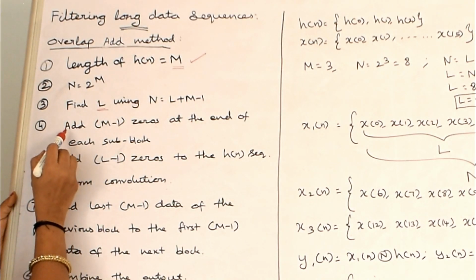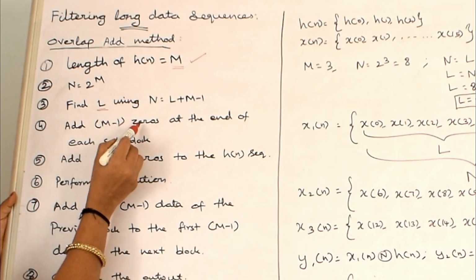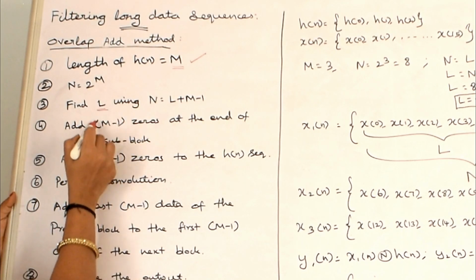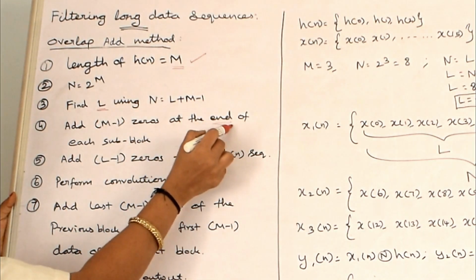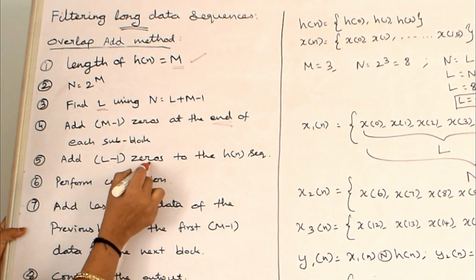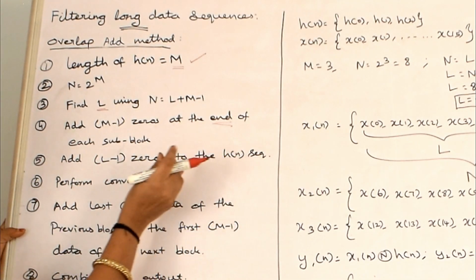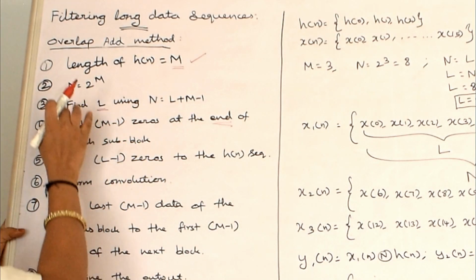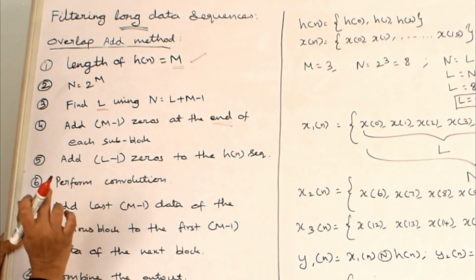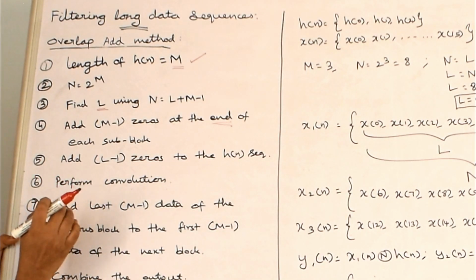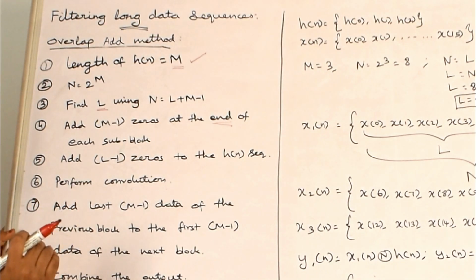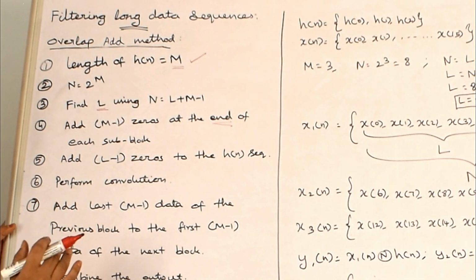In the next step, you are going to append M minus 1 zeros at the end of each subblock. The next step, you are going to add L minus 1 zeros to the impulse sequence in order to make the length equal to N. You are going to perform convolution and find the output of each subblock. You are going to combine it together in order to get the proper actual output sequence.